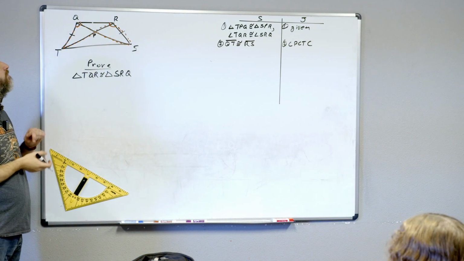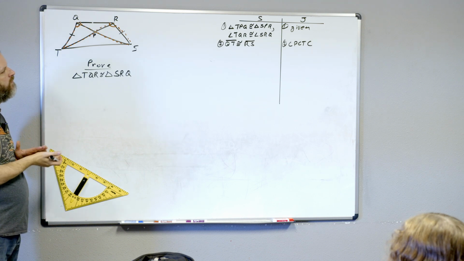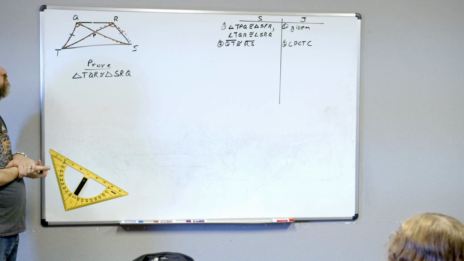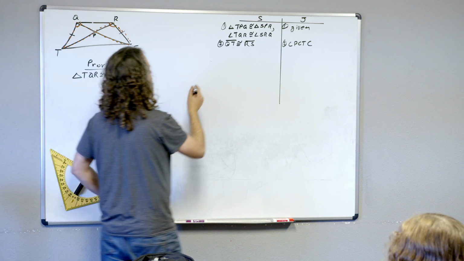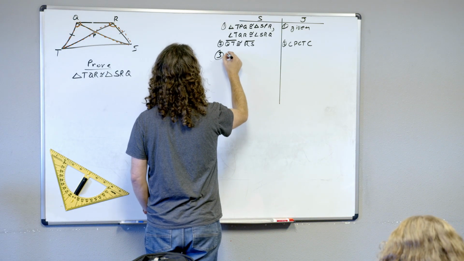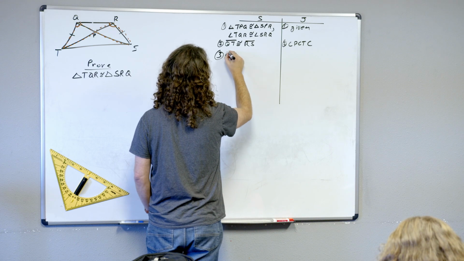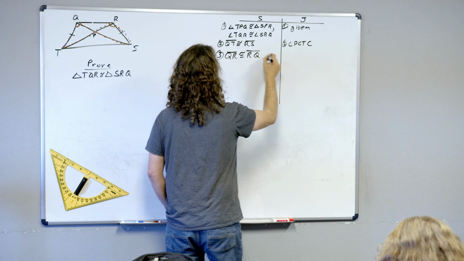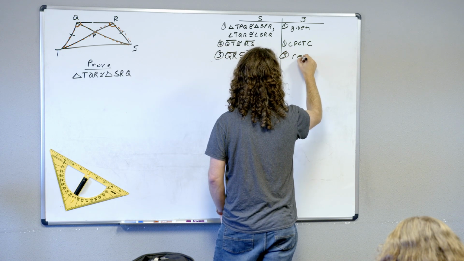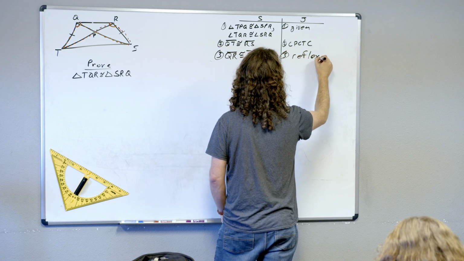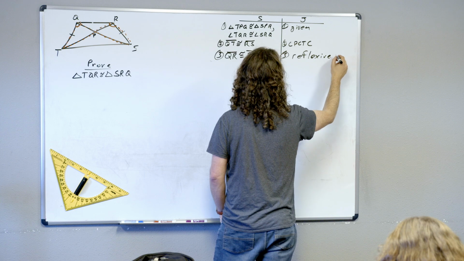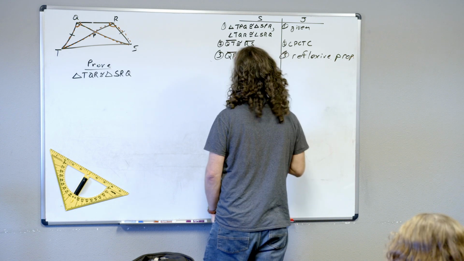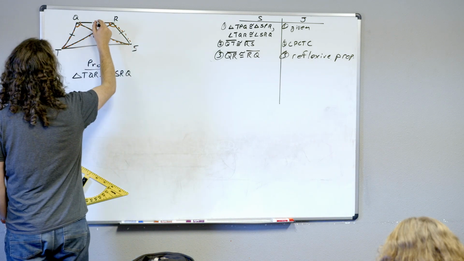Now what can we say? Q R is congruent to R Q through the reflexive. True enough. Q R is congruent to R Q because of the reflexive property.